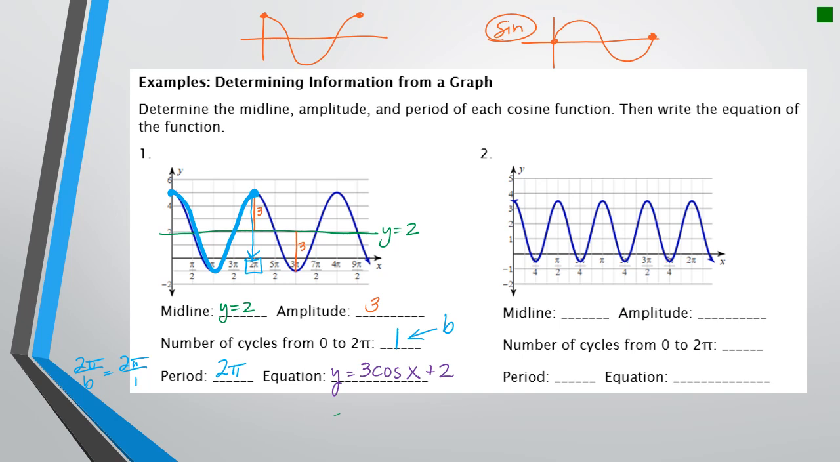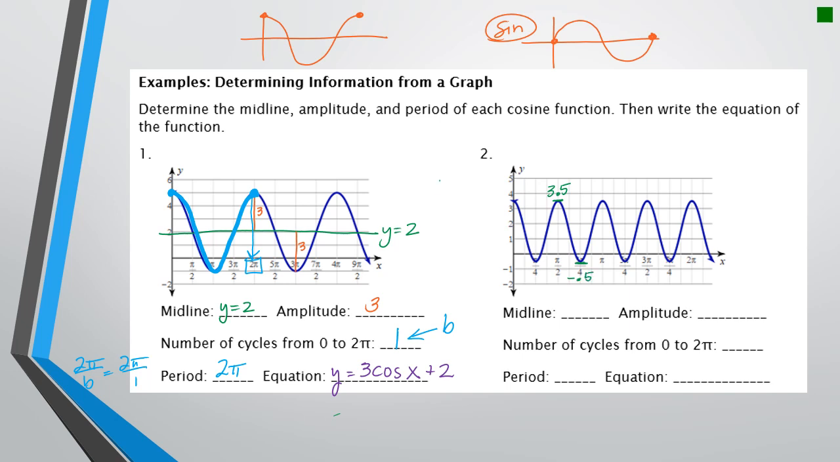And then our midline is 2, so I'm going to write plus 2. Now for number 2, I said I was going to show you those formulas to figure out midline and amplitude. So in order to do this, we need to have our top and our bottom y values. So over here, my top y value looks like 3.5. My bottom y value looks like negative 0.5.